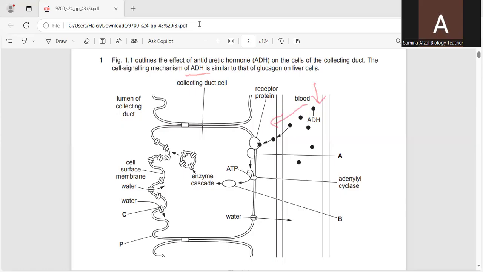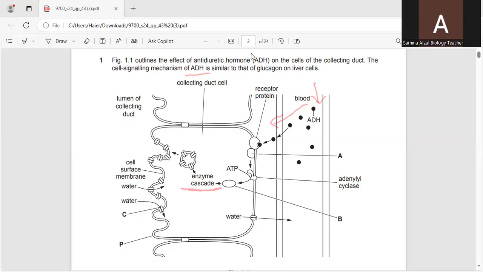ATP is required for this process, and then an enzyme signaling cascade is started, and this signaling cascade will result in the insertion of aquaporins into the cell surface membrane. In this way, most of the water in the collecting ducts is reabsorbed from the filtrate, and as a result, concentrated urine is produced. This is the whole process shown in figure 1.1.